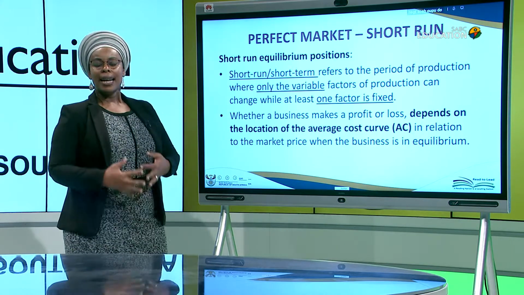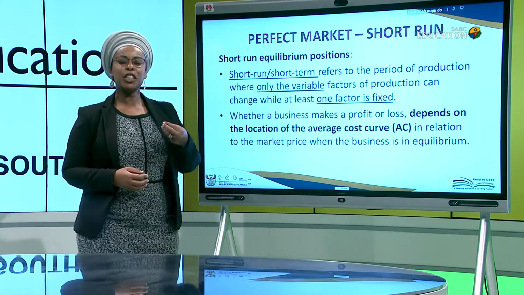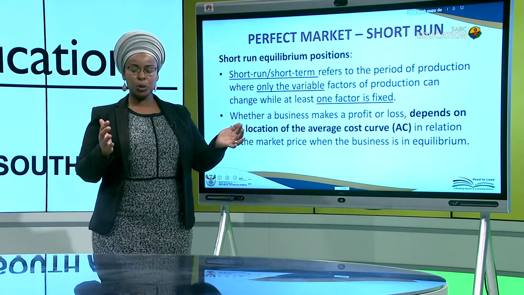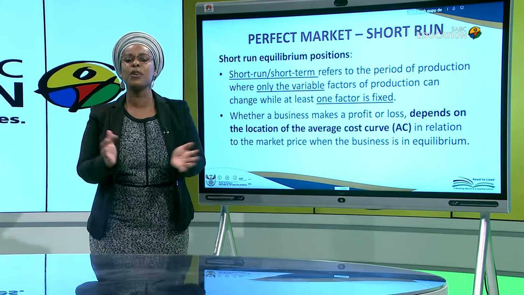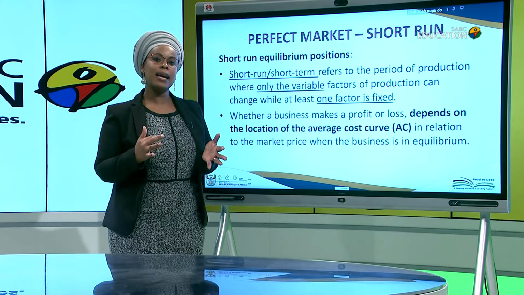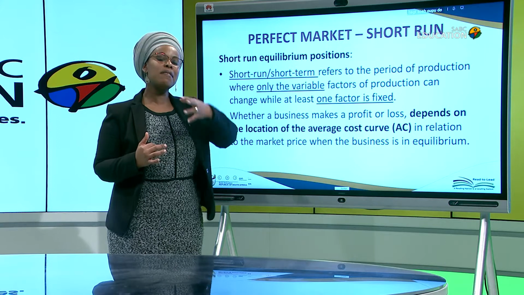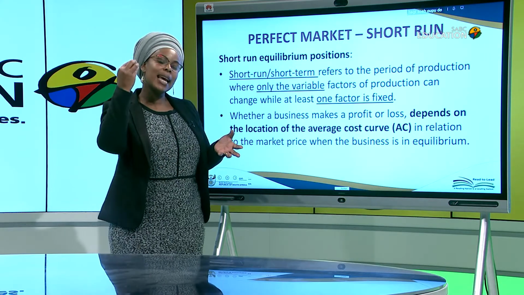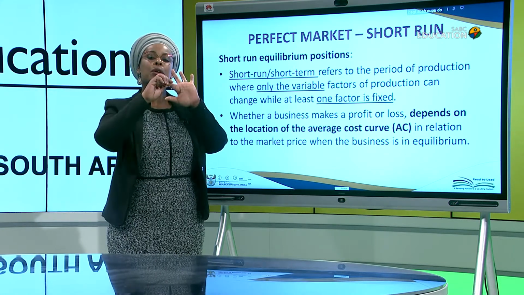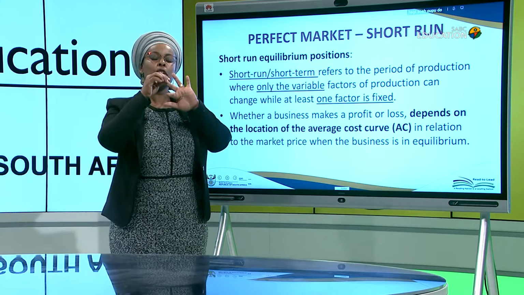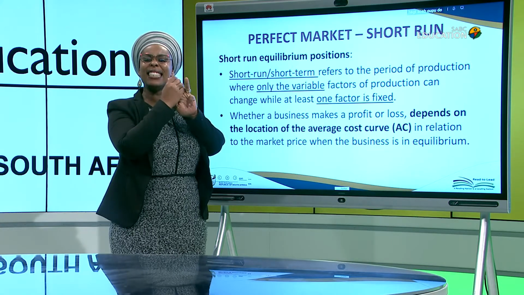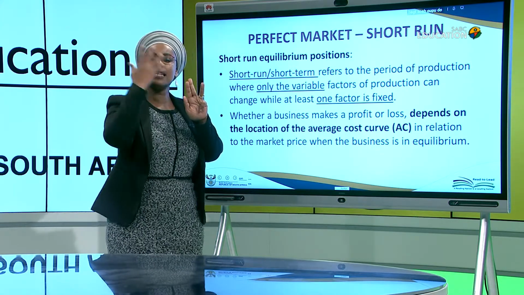Okay. Let's talk about perfect market in the short run. When we're talking about short run, we're not talking about that duration where maybe you can borrow money and pay it within 1 year. No, we're talking about that period of production whereby factors of production can be varied, but one can remain fixed. Remember, when you start a business, you need 4 factors of production. You need entrepreneur, you need natural resource in the form of land, you need capital, you need labor. So 3 of these factors of production can change. To vary means can change, can either increase or decrease.